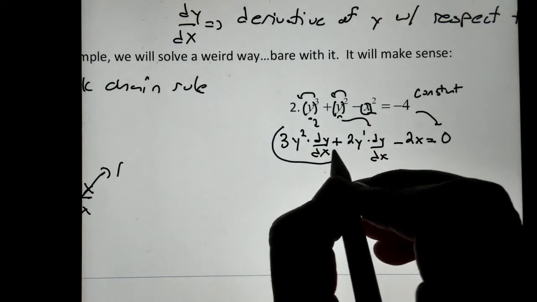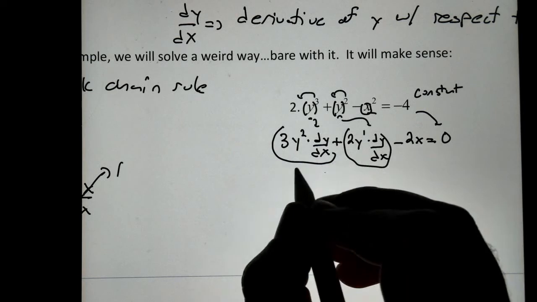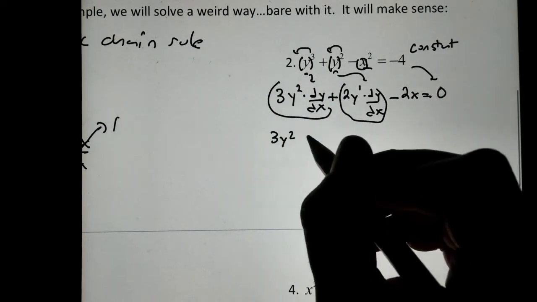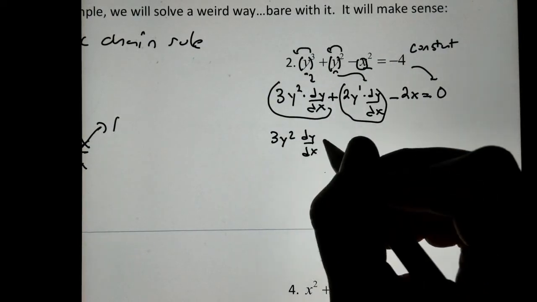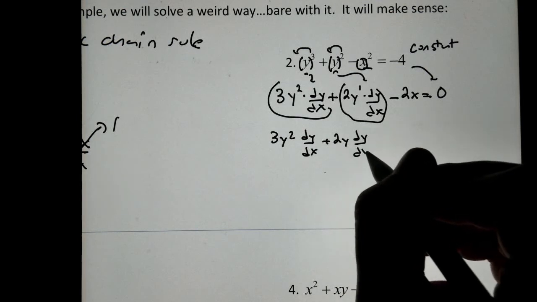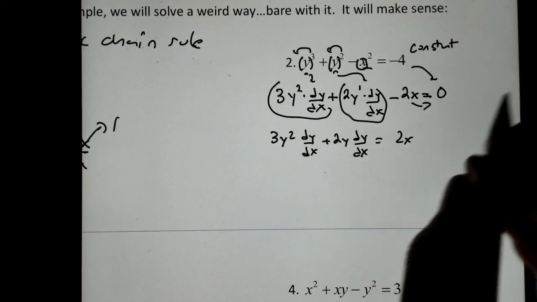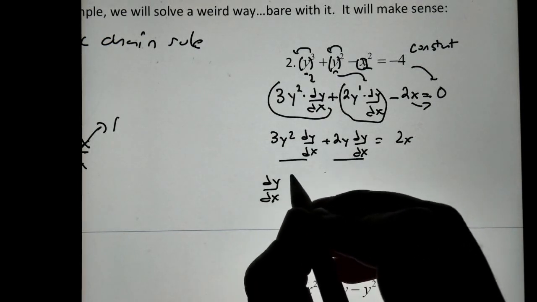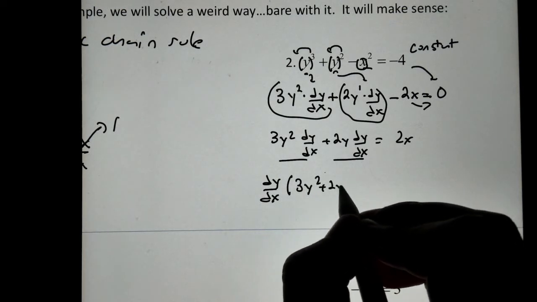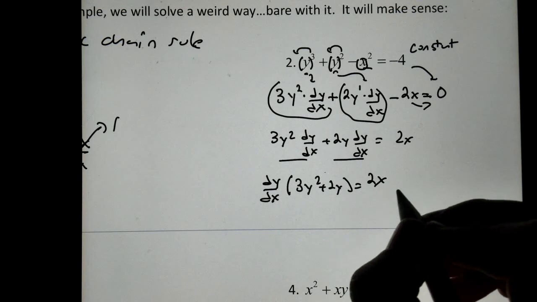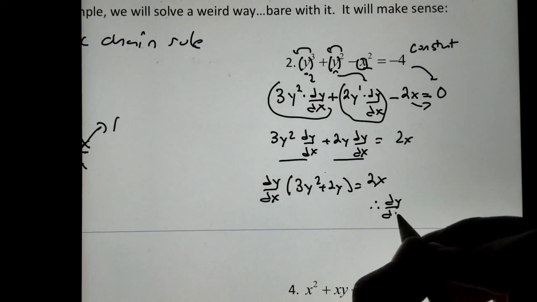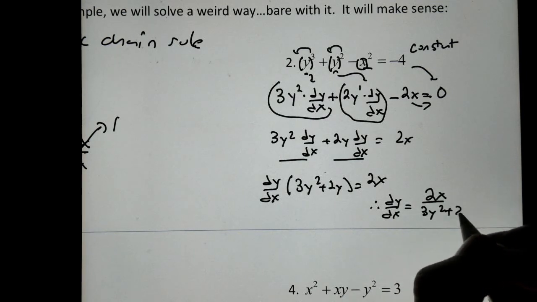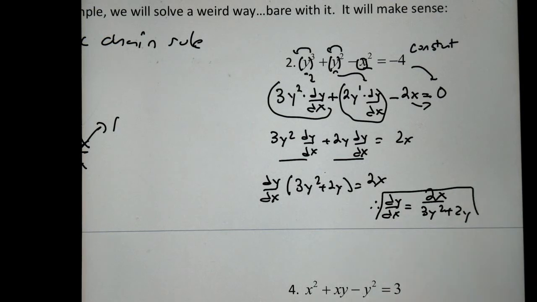Next, anything that has a dy dx will stay. Everything else goes. So I'm going to keep everything with a dy dx: 3y squared dy dx plus 2y dy dx. And I'm going to bring this 2x over. And then we do a little bit of algebra. I can factor out a dy dx here. And that's going to give us dy dx times 3y squared plus 2y equals 2x. And now I can divide. Therefore, my derivative, we would get 2x over 3y squared plus 2y. And there's our derivative.